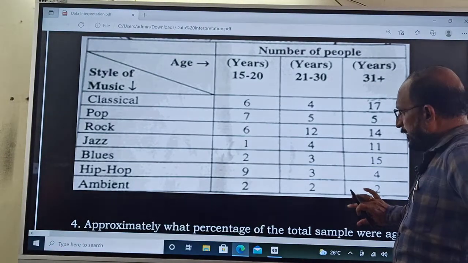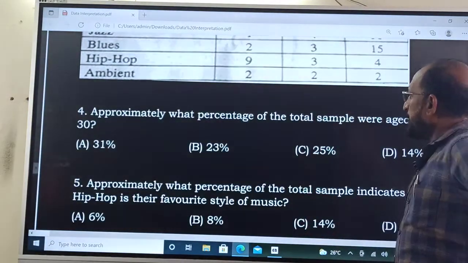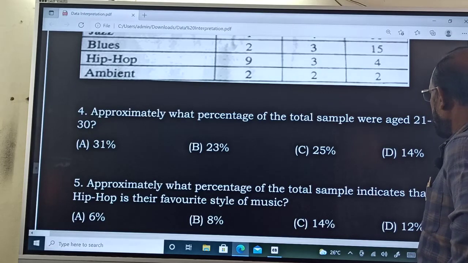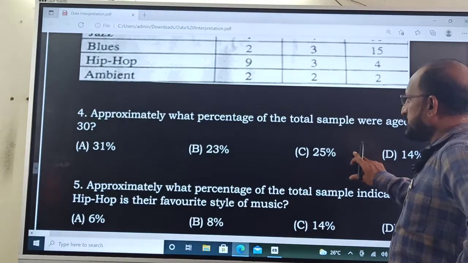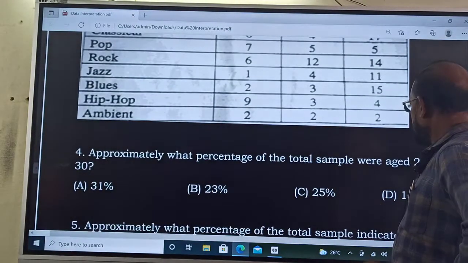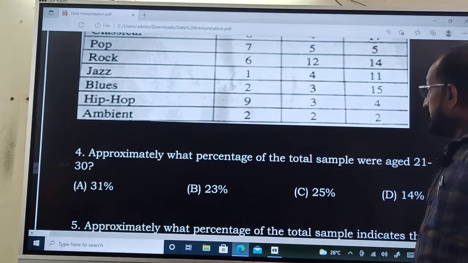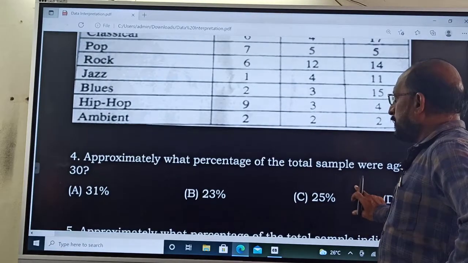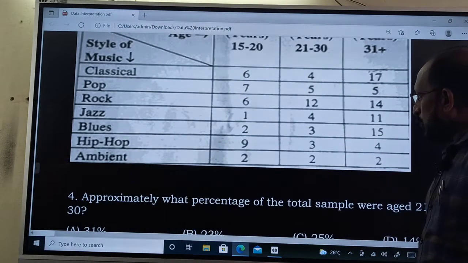Okay, now we'll see what the problem is. Approximately what percentage of the total sample were aged 21 to 30? We have to add the 21 to 30 data and find how much percentage.